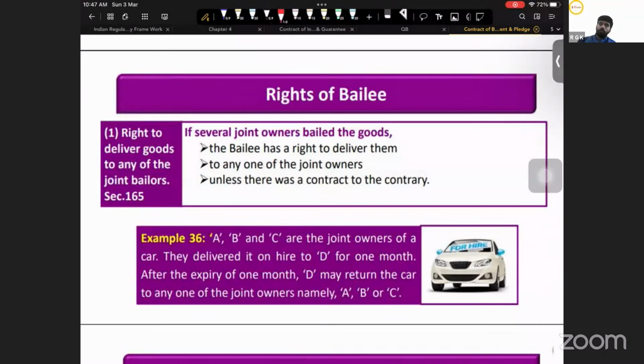Out of multiple owners, if it is returned to any one of the joint owners, that will be more than sufficient. For example, A, B, and C are the joint owners of a car. They delivered it on hire to D for one month. After the expiry of one month, D may return the car to any one of the joint owners, either to A or to B or to C. If there is a specific agreement which says it must be returned to A only, then it must be returned to A only. Otherwise, it may be returned to any one of the joint owners.